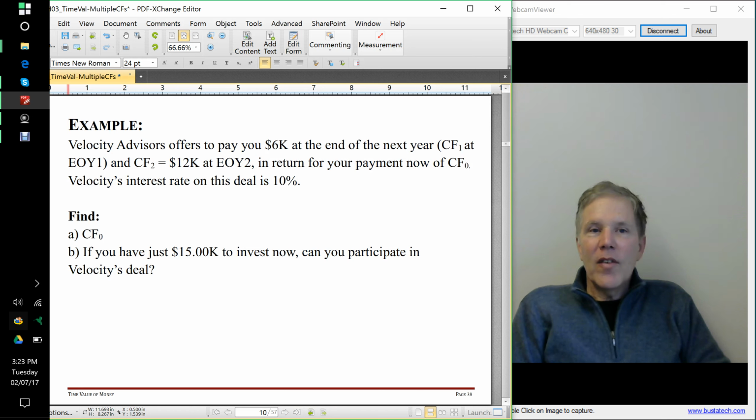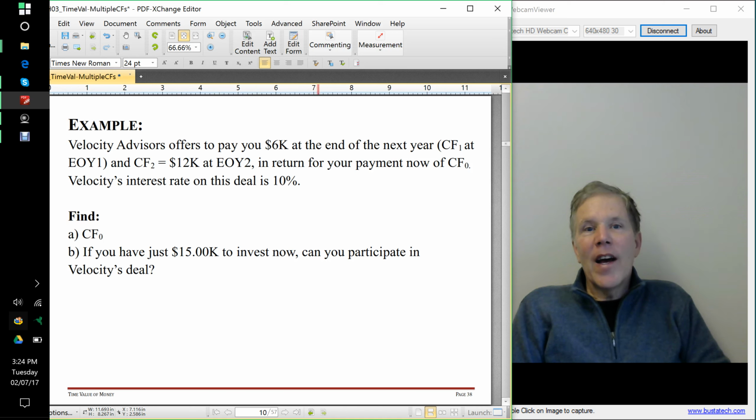Let's say Velocity Advisors is back in action and they're offering to pay you 6,000 at the end of next year. That would be CF1 for you at what we say EOY1. EOY1 stands for end of year one, okay? And they offer to pay you CF2 of 12,000 at end of year two. That would be 2 years from now. Now is t equals 0, in return for your payment now of CF0. And their interest rate for this deal is 10%.